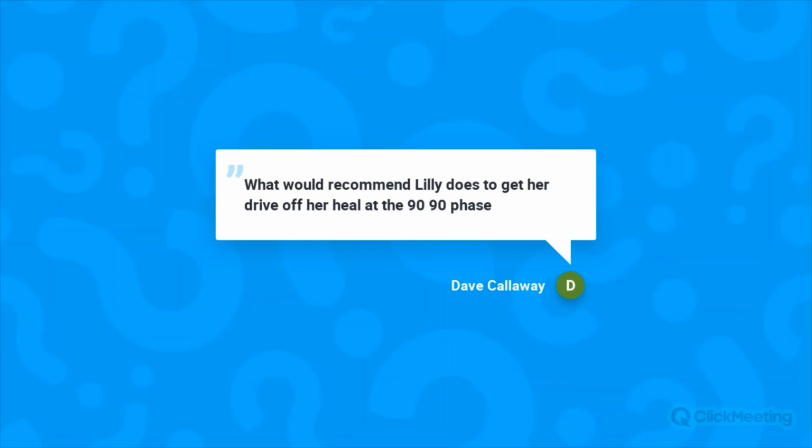Okay, so question from Dave Calloway. What would you recommend Lee do to get her drive off her heel? So this is often a thing that people try and get people to focus on. So that full extension when you're going backwards is off your heel. So how do you cue it?